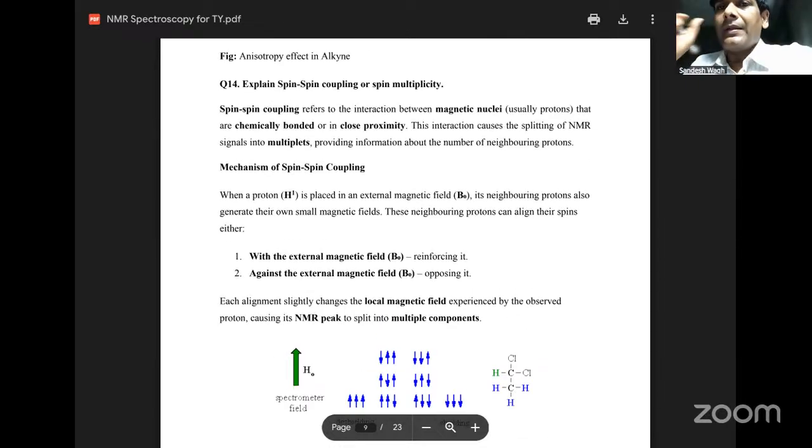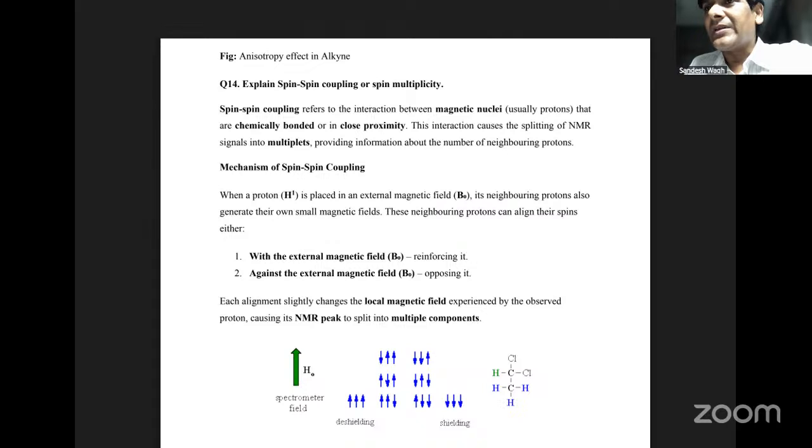So just read out the first line of spin-spin or spin multiplicity. Spin-spin coupling refers to the interaction between nuclei, usually protons, that are chemically bonded or in close proximity. This interaction causes splitting of the signals into multiplets, providing information about the neighboring groups. So what exactly is the mechanism for this splitting? The splitting mechanism is very simple.